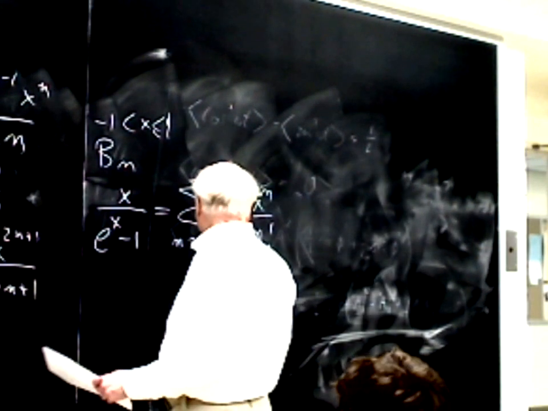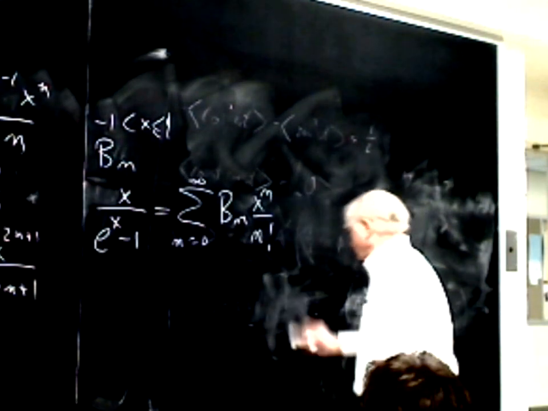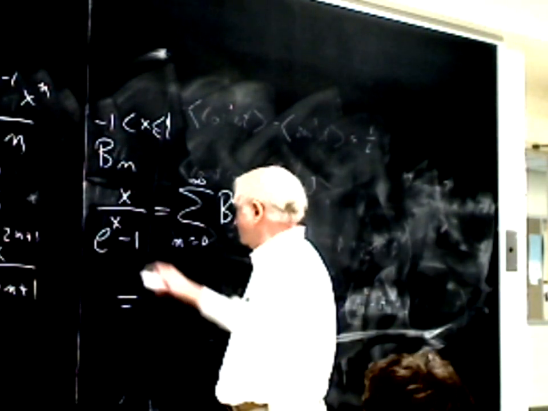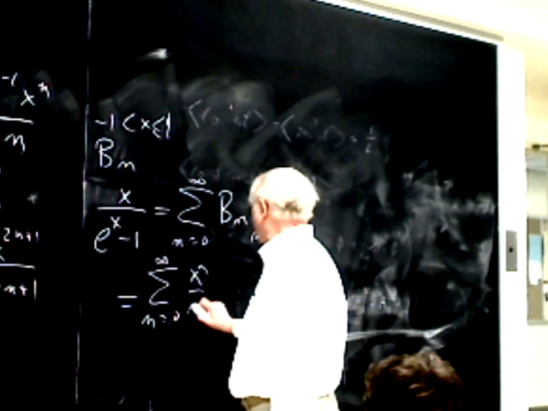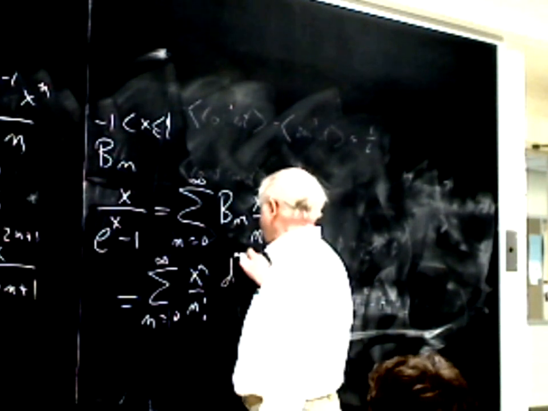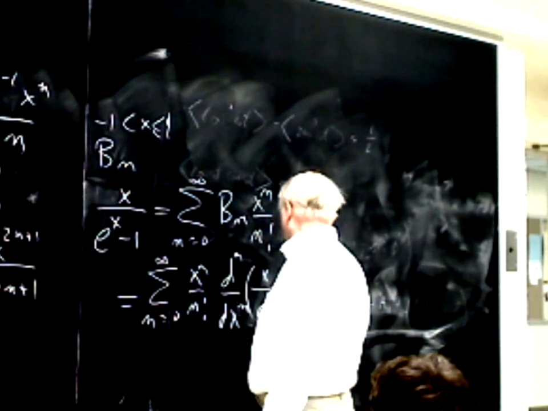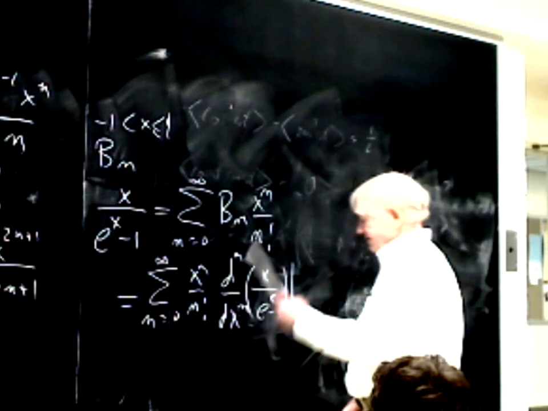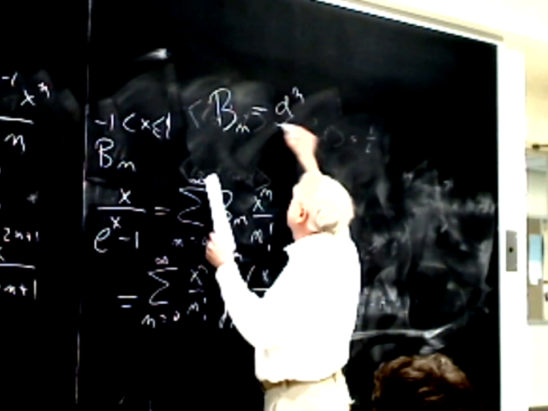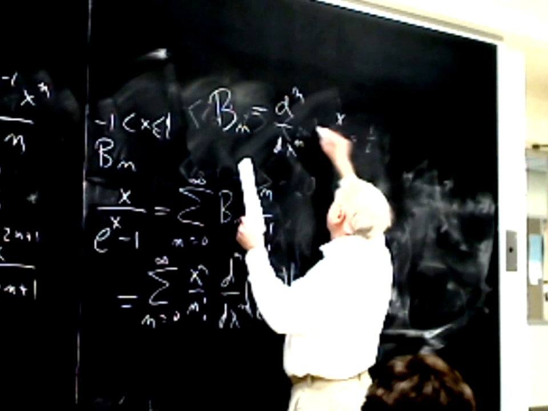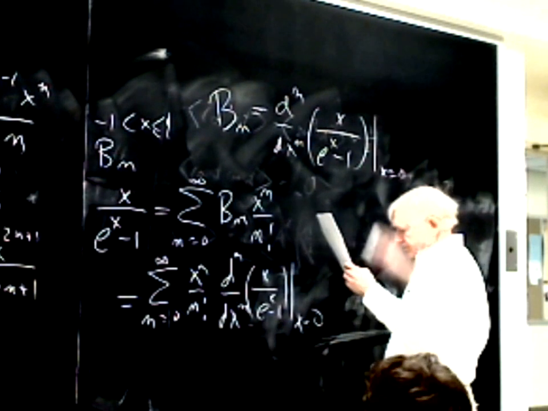You can then say that this, in fact, you can write this also as a sum n equals 0 to infinity x to the n over n factorial times d^n/dx^n of x over e to the x minus 1 at x equals 0, and that gives you a formula for the nth Bernoulli number, namely that it's d^n/dx^n of x over e to the x minus 1 at x equals 0.